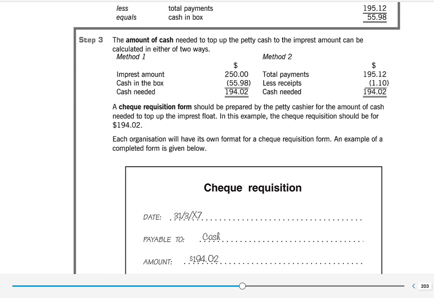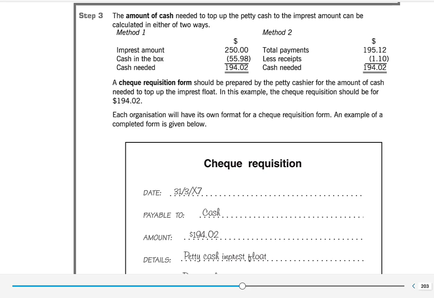Step 3. Calculate how much cash is needed to top up the petty cash float. The goal is to bring petty cash back to the imprest amount, so we top it up until it returns to $250. There are two correct methods. Both must give the same answer. Method 1. Cash needed equals imprest amount minus cash in box. Imprest amount equals $250. Cash in box equals $55.98. So cash needed equals $250 minus $55.98.